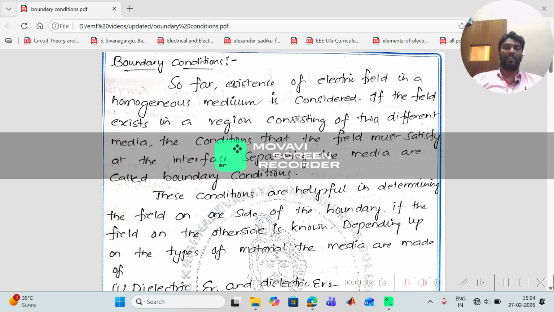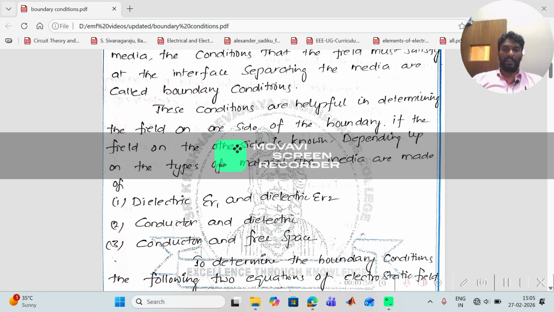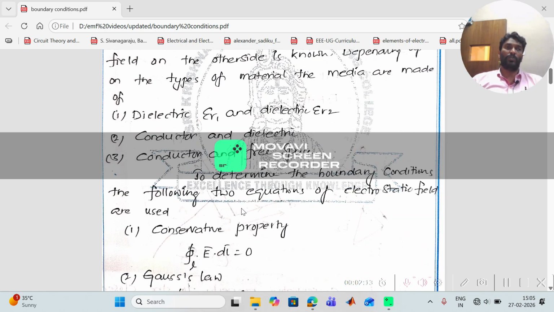So far, we have considered the electric field in a homogeneous medium. If the field exists in a region consisting of two different media, the conditions that the field must satisfy at the interface separating the media are called boundary conditions. These conditions are helpful in determining the field on one side of the boundary if we know the field on the other side. Depending upon the types of material in the media, these are made up of either two dielectrics of different relative permittivities, say epsilon r1 and epsilon r2, a conductor and dielectric, or a conductor and free space.